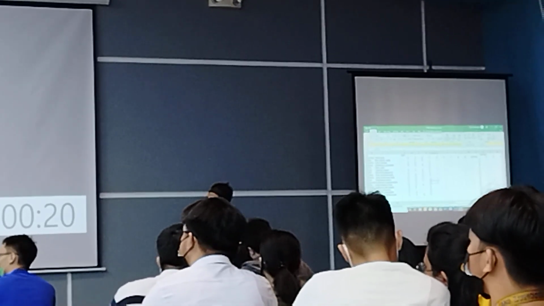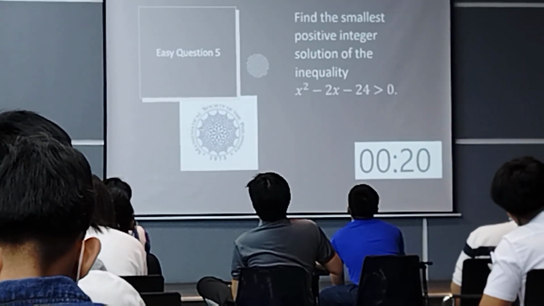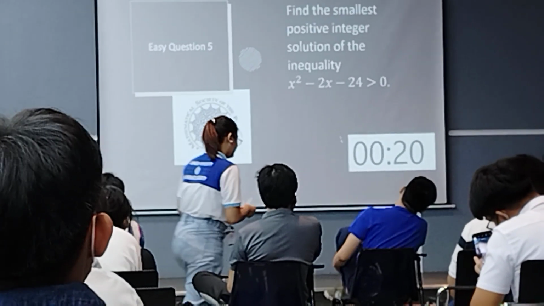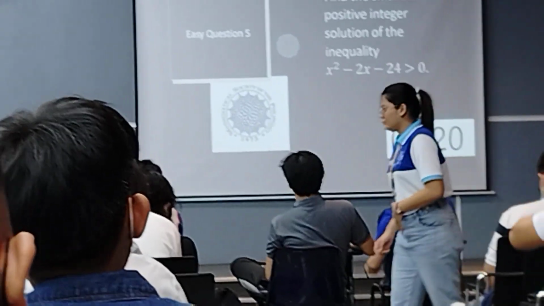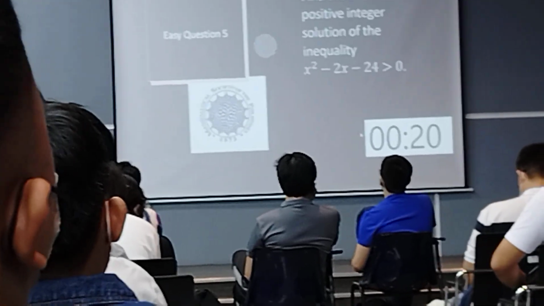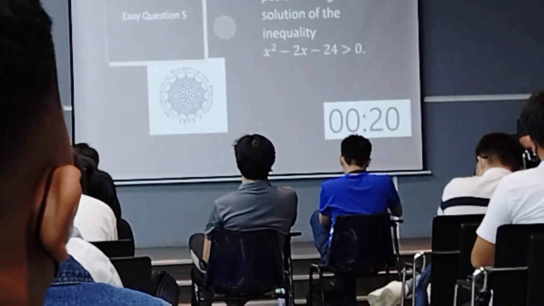So this is question number 5. Find the smallest positive integer solution of the inequality x squared minus 2x minus 24 is strictly greater than 0. Let me repeat, find the smallest positive integer solution of the inequality x squared minus 2x minus 24 is greater than 0. Go.